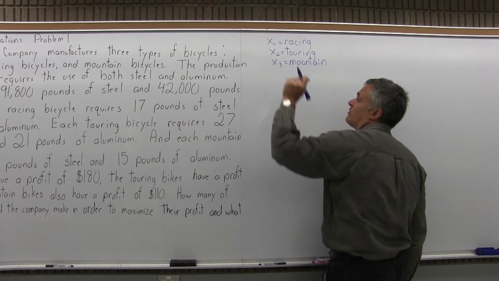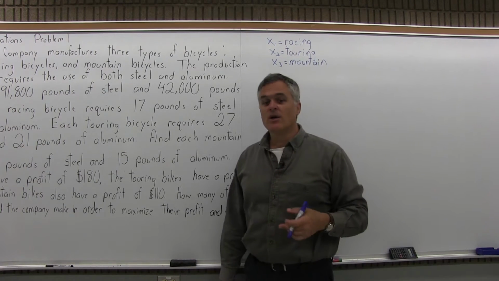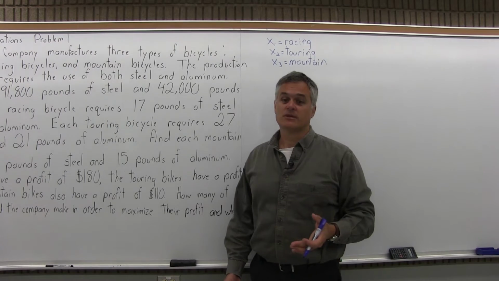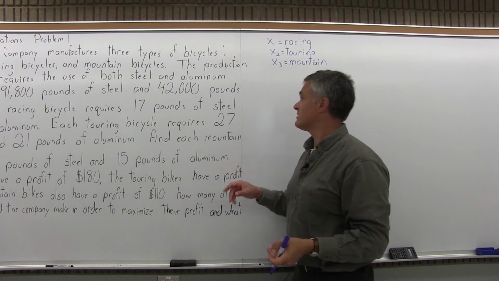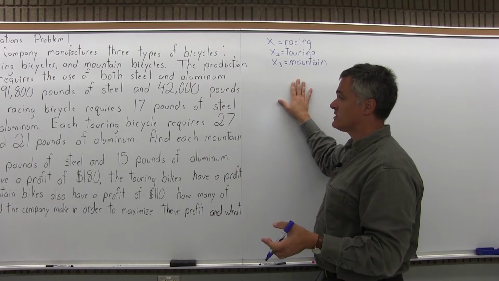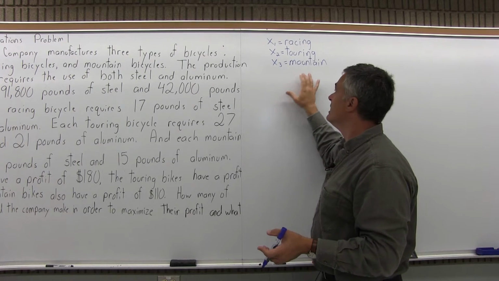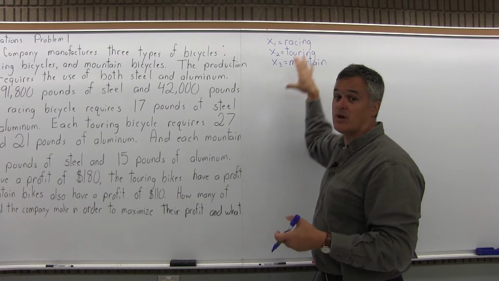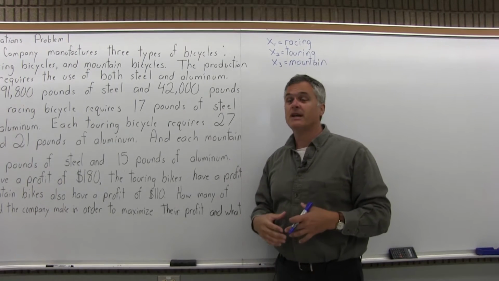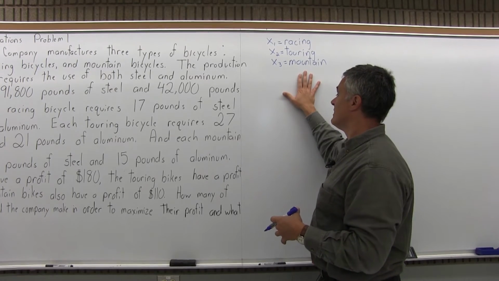Now, if there were just 2 products, I would label them x and y. More than 2, they're all x with a little subscript. So if they made 5 types of bicycles, we'd have an x4 and x5. This is 3, so we have x1, x2, x3. This is step 1 of the 4-step process to set up the problem. Identify your variables, so we've identified them.